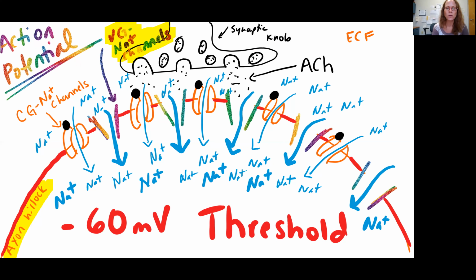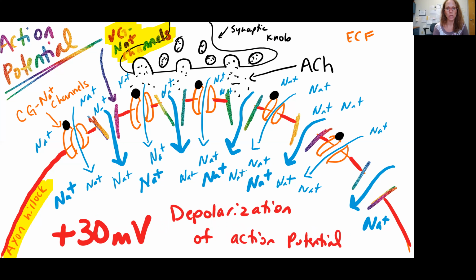What is so magical about threshold? It's the moment when the voltage-gated sodium channels open up or activate. So now not only do we have sodium coming in from those chemically gated sodium channels, but we now have a ton of sodium moving in through voltage-gated sodium channels. So our cell is going to get more and more positive, all the way to 30 millivolts. Now, this is as positive as our cell will get, and we'll see why in just a minute.